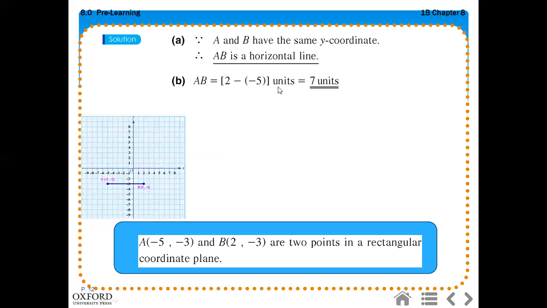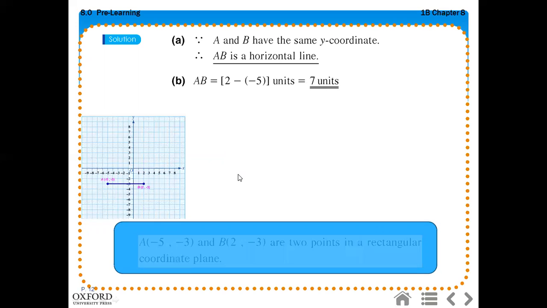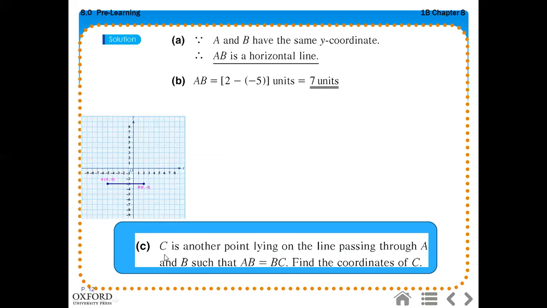And the length AB is 7 units long. Okay, what is the question? C is another point on the line passing through AB. So C may be a point here or any point just on this line or the line produced. That means draw the line longer. So C can be any point here at this level, -3.